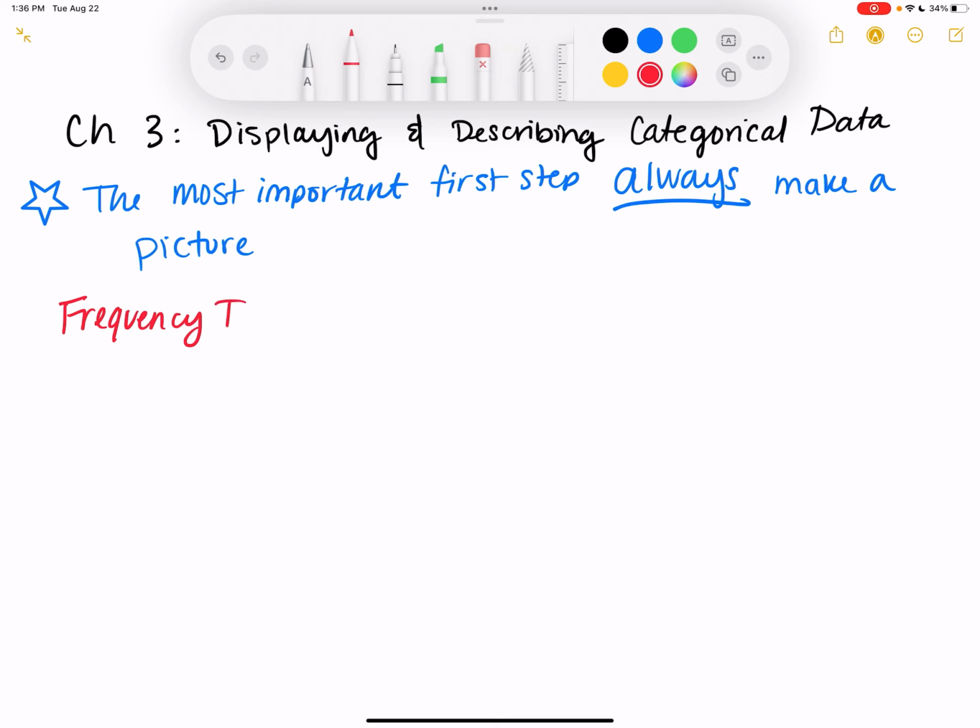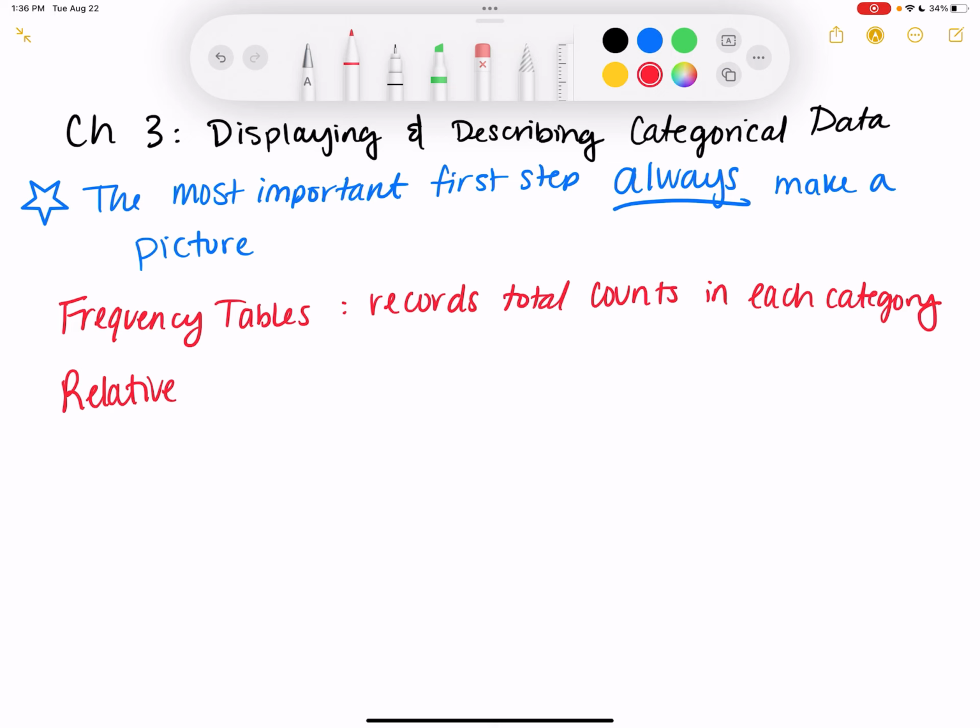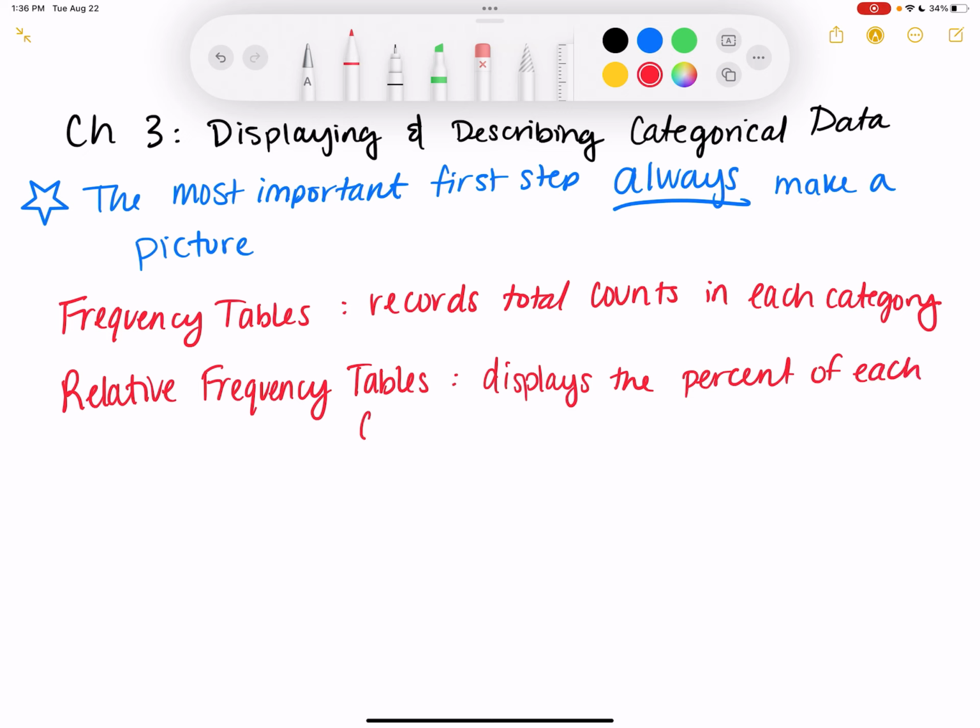Frequency tables record total counts in each category. Relative frequency table displays the percent of each category. So notice relative frequency is percent, just frequency is counts.